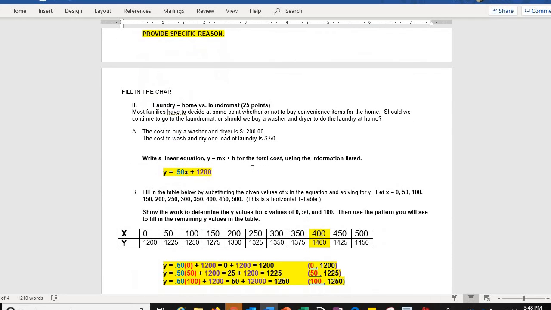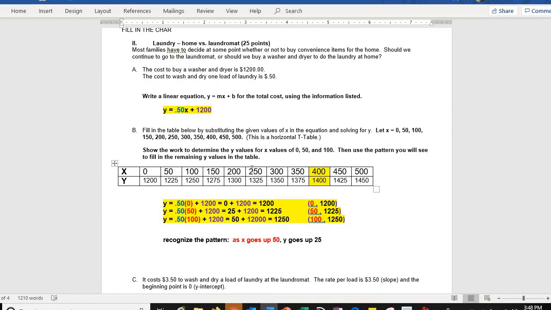Now you go to number 2, and it's basically the same problem. Look at 2A. You read it. I buy the washer and dryer for $1,200. The cost to wash and dry one load of laundry is 50 cents. So it's 50 cents per load. That's my M value. So there's my equation. Y equals 0.50x plus 1,200. There, 2A is done.